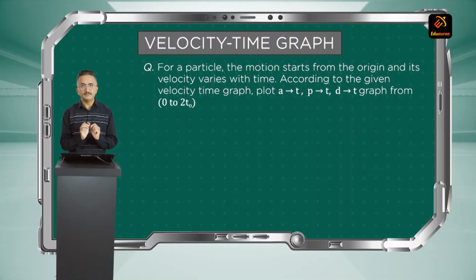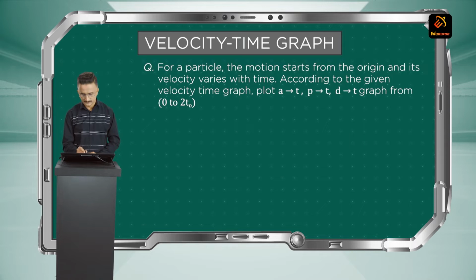For a particle, if a motion starts from the origin and its velocity varies with time according to the given velocity time graph, plot the acceleration time, position time and distance time graph for the time interval 0 to 2t0.